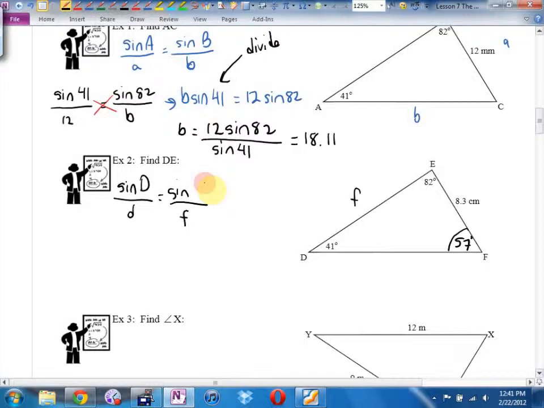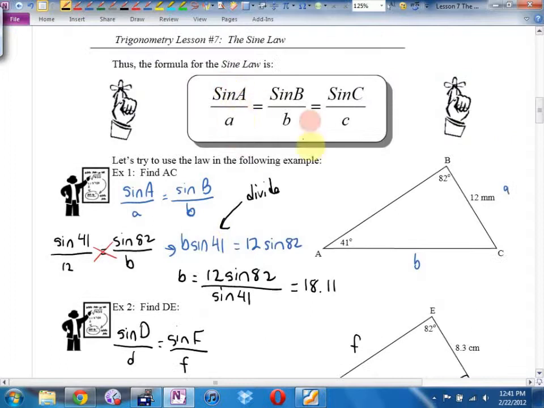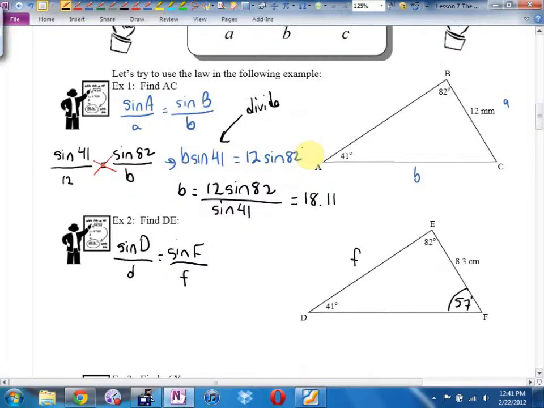Big F. Yes? What I want you to realize, Zach, is it's pretty easy to adapt this to whatever letters they throw at you. Okay? I won't always give you A's, B's, and C's.